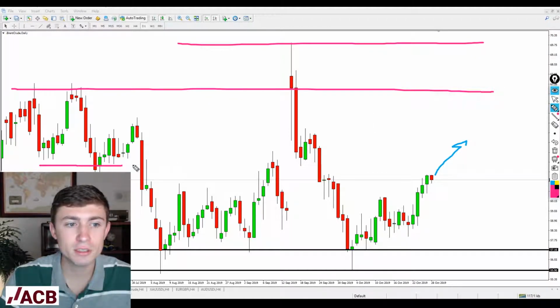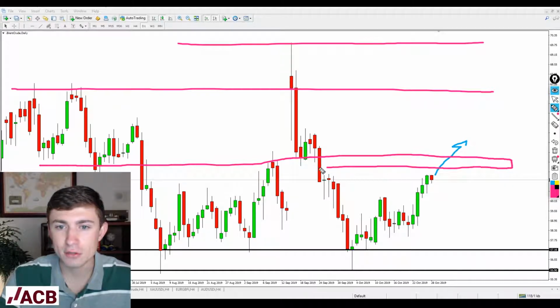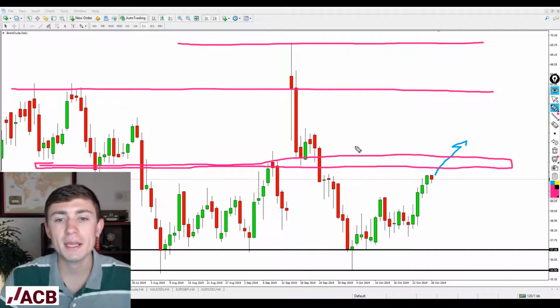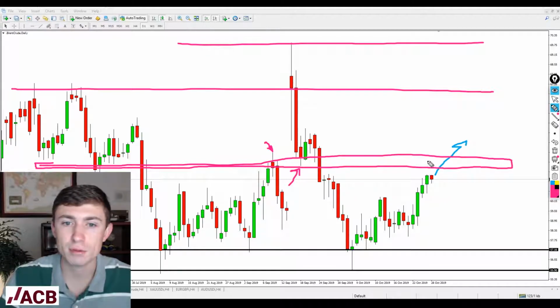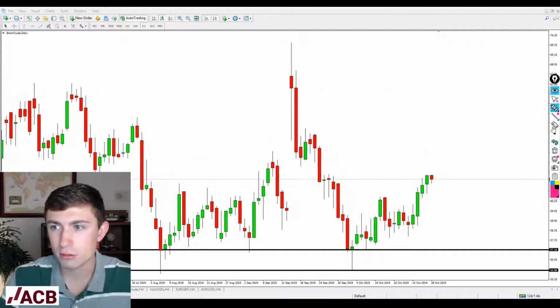Now, this level also, this kind of shelf here, if we look left, I know that's not drawn perfectly, but you guys get the idea, right? You have this level of kind of a shelf previously that was tested right there, as well as right here, and may be interesting as price comes into it this week. Just something to look out for there on Brent crude.